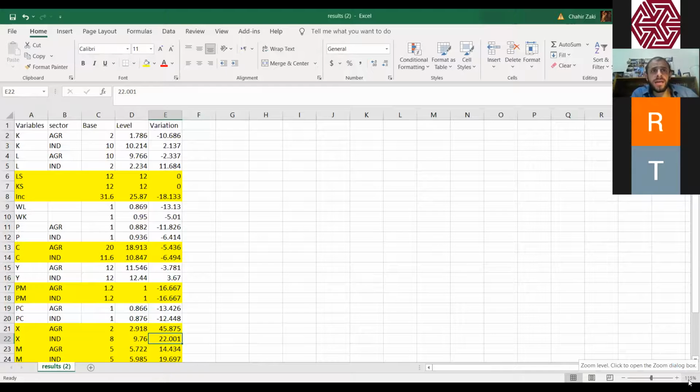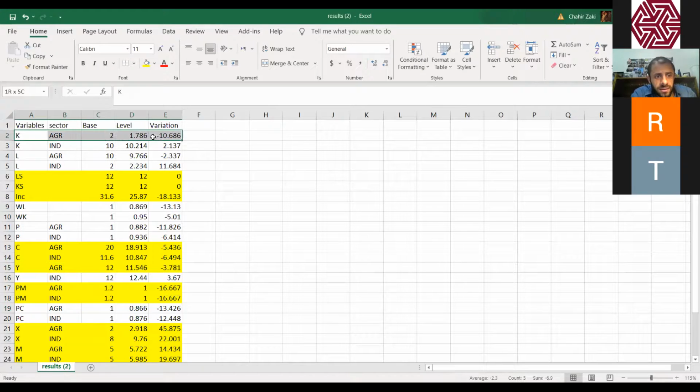But the idea here is that this part is easy to interpret, because if we understand why the Y of agriculture decreased, we will see that the demand for capital and the demand for labor in agriculture decreases. And given that Y of industry increased, the demand for capital and the demand for labor increases in the industrial sector.